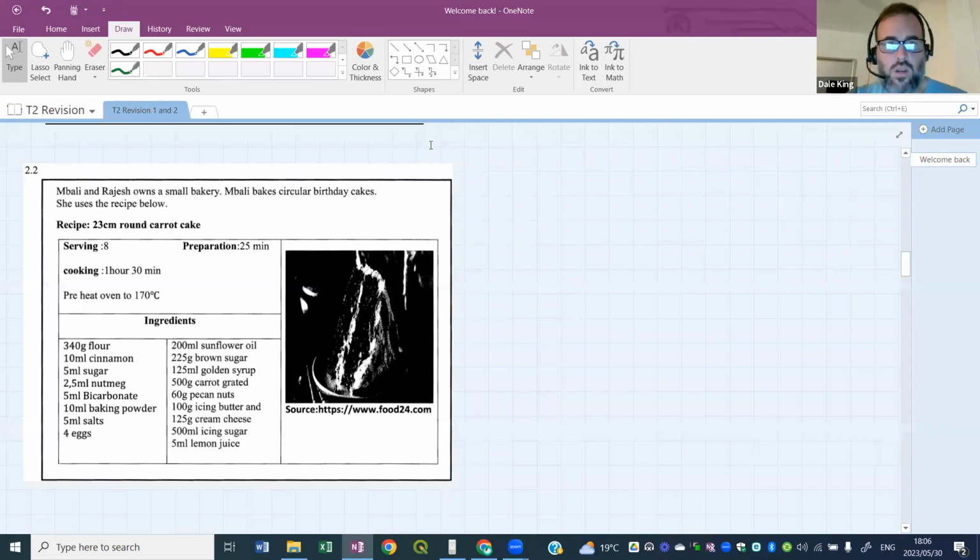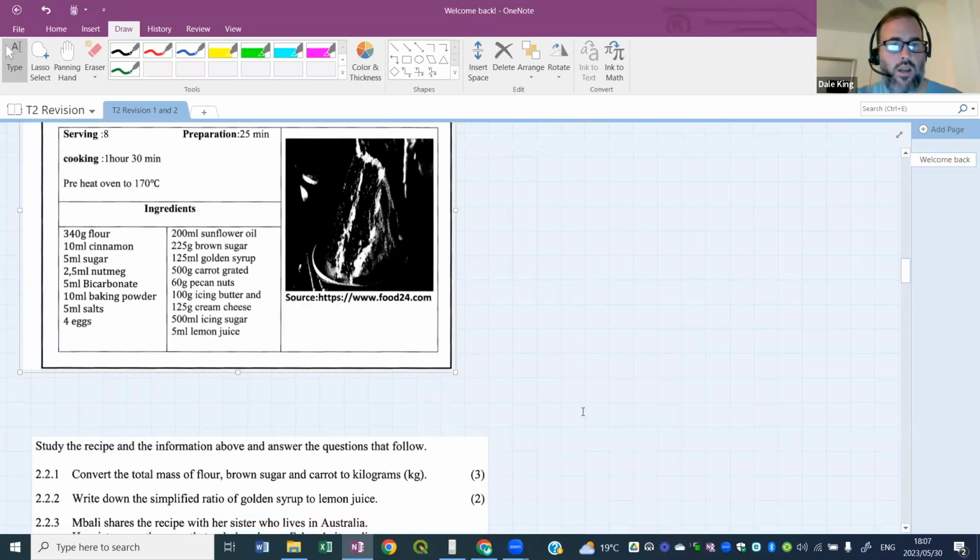So yes, we are covering all the topics in revision, but this is also a time for you to familiarize yourself with exam questions and how they ask them. All right, it's very important. Now, because we're doing measurement, we're going to start off with the conversion section of measurement first. And often, if they want to examine on conversions, they will give you a recipe question or a shopping list question. So here is our first question.